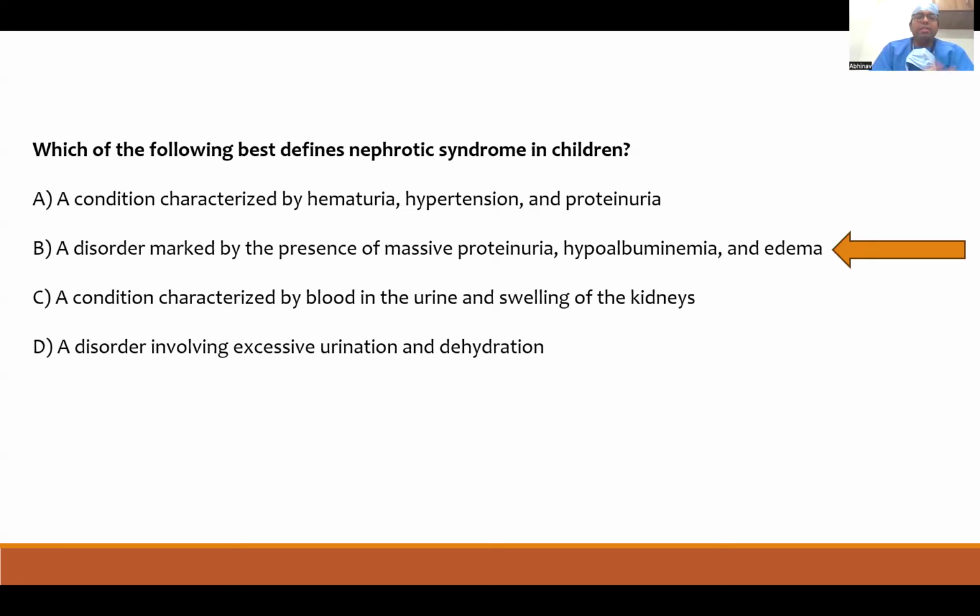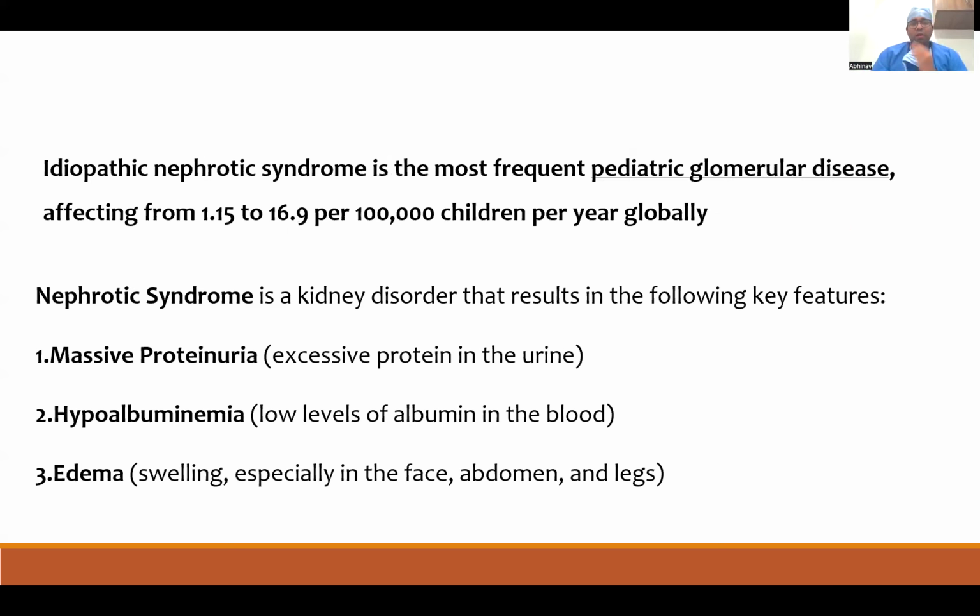So this is the definition, right? Nephrotic syndrome is marked by presence of proteinuria, hypoalbuminemia, and edema. We all know that nephrotic syndrome is the most frequent pediatric glomerular disease. There are three important features of nephrotic syndrome. To define nephrotic syndrome, these three features are mandatory. That is massive proteinuria, which is called nephrotic range proteinuria, very important. Then hypoalbuminemia and edema, that is swelling of the face, abdomen, and legs.